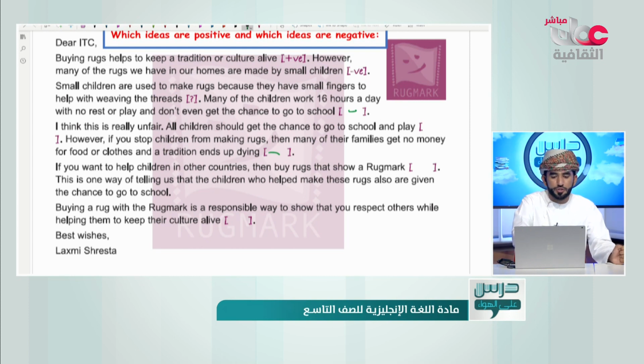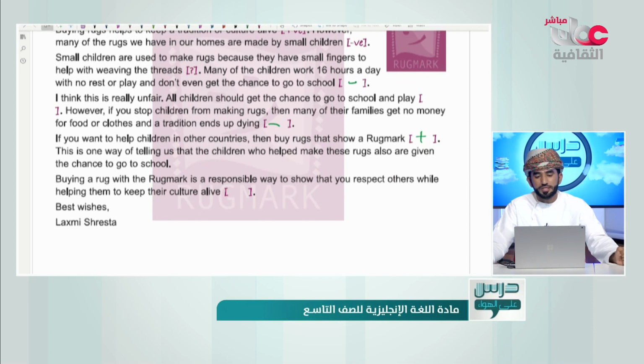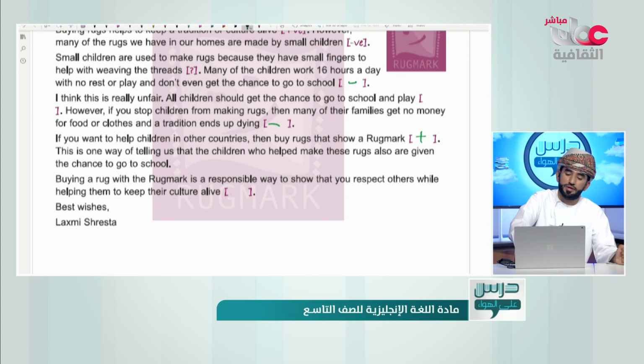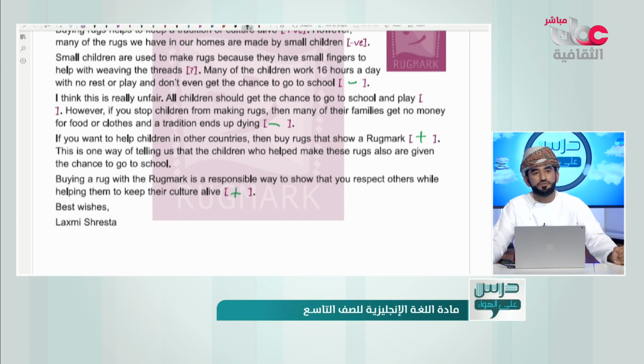Going to this one. If you want to help children in other countries, then buy rugs that show a rug mark. Is it a positive or negative sentence? Positive. There is nothing to talk about negative things here in this sentence. Going to the last one: buying a rug with the rug mark is a responsible way to show that you respect others while helping them to keep their culture alive. Is it a positive sentence or a negative? Positive. Exactly. Thank you so much behind the screen. Yes, it is a positive sentence.